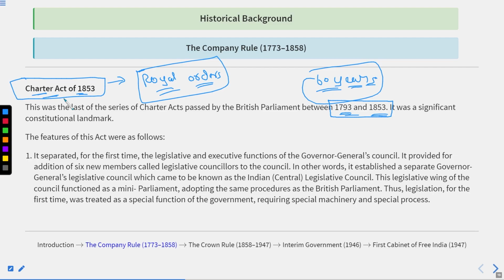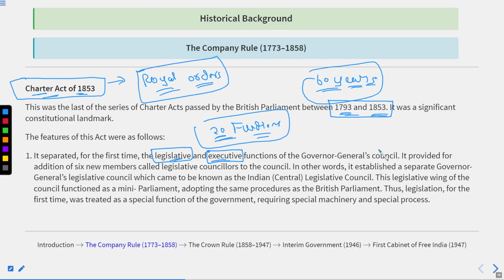How? Let's see. The features of this act were as follows. The first, it separated for the first time the legislative and the executive functions of the Governor General's Council. It means that the legislative functions and the executive functions were separated from each other. So this is the first thing. It provided for addition of 6 new members called legislative councillors to the council.